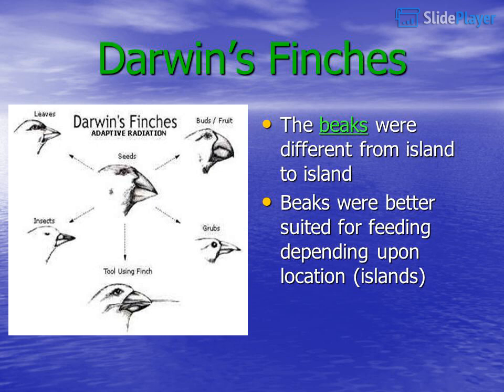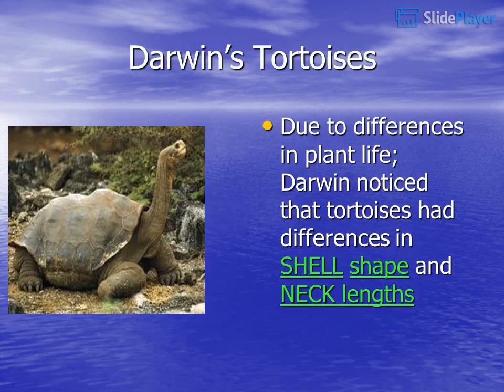Darwin's finches. The beaks were different from island to island. Beaks were better suited for feeding depending upon location, islands. Darwin's tortoises. Due to differences in plant life, Darwin noticed that tortoises had differences in shell shape and neck lengths.